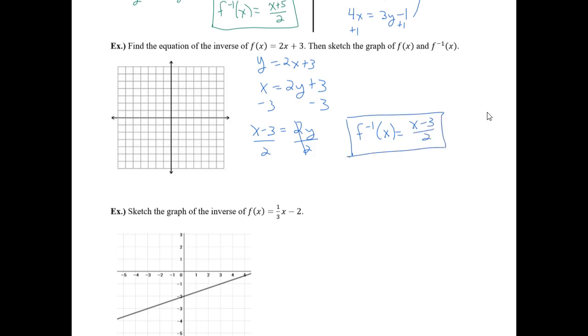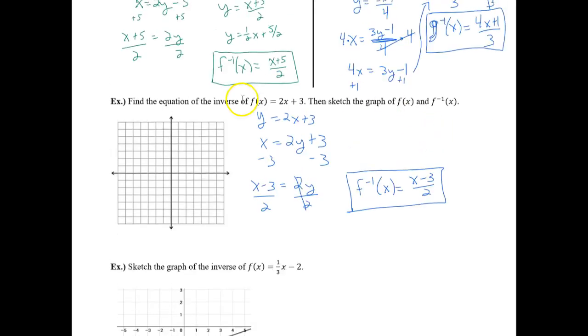So there's the equation. Now we can graph. So we want to graph both f of x and f inverse of x. I'm going to start with f of x because it's the easier of the two. It's a linear equation. Remember, let me rewrite this right here. f of x equals 2x plus 3. This is in slope-intercept form. So our slope is 2 and our y-intercept is 3.